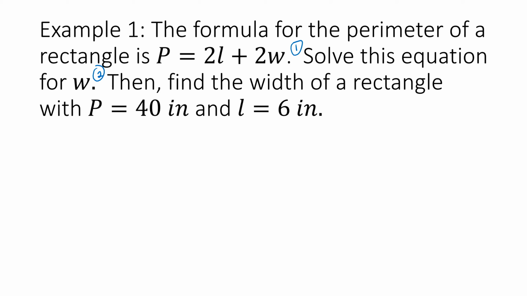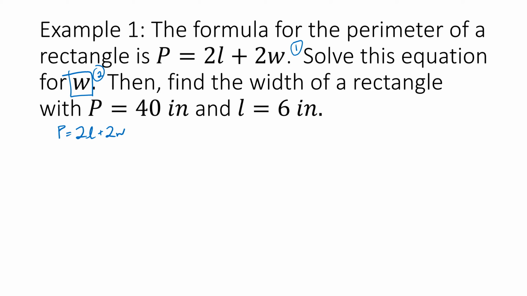Okay, so we're going to tackle this one step at a time. The first step is to solve the equation for W. So let's rewrite the equation here. P equals 2L plus 2W. Now, since we're solving the equation for W, you know that the final step needs to be W equals something. And you're really good at doing this with numbers. The issue is here we have letters.